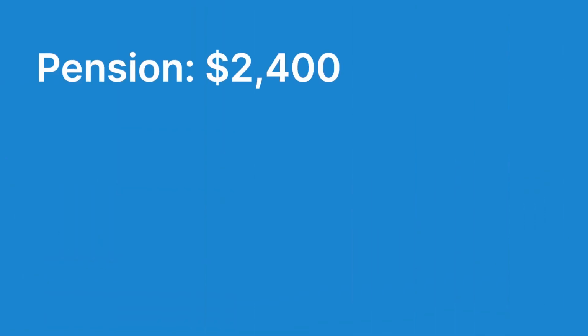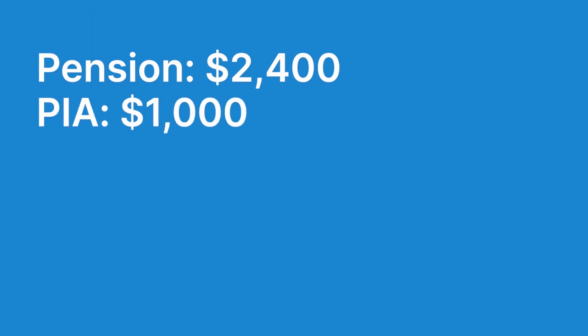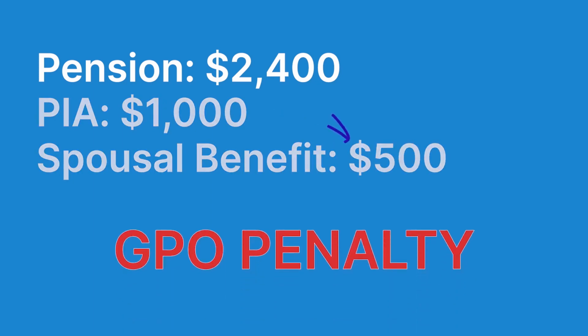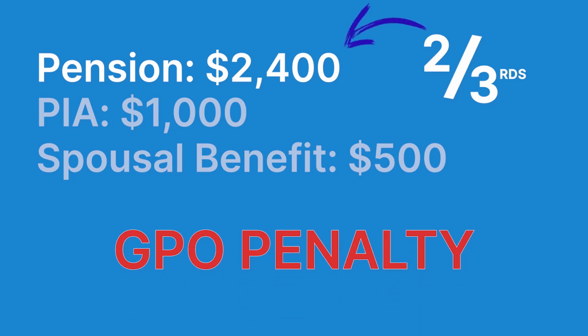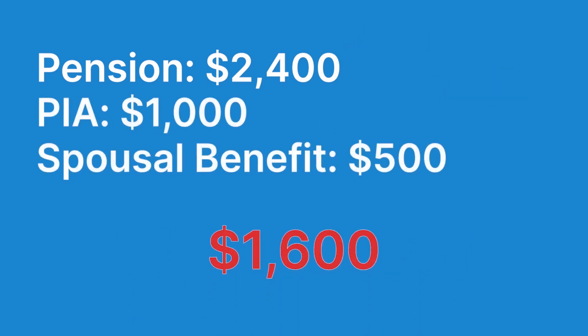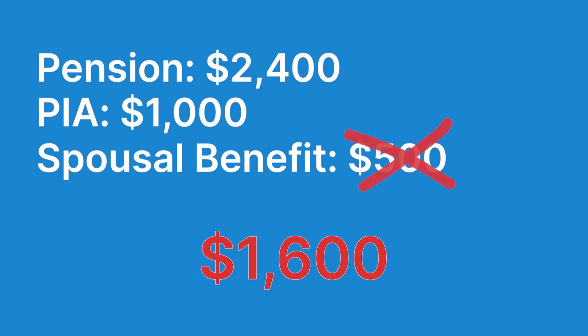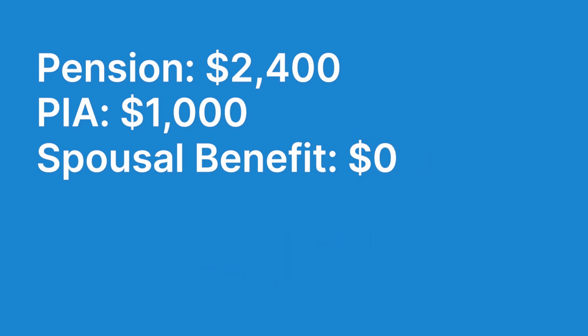So again, let's do a quick example to clarify. You have a pension of $2,400 because you work for one of these entities. Your spouse has a PIA of $1,000, which means in a regular world, you would be entitled to a $500 spousal benefit. Well, the GPO penalty comes into play and 2/3 of your $2,400 pension would be $1,600 deducted from any spousal or survivor benefit you would be entitled to. As you can see, the GPO penalty wipes out that spousal benefit entirely, and you're essentially left with no spousal Social Security benefit. Just take your own PIA, which in this situation would probably be really low anyways, and reduced further with your WEP situation, but it's more than 0.